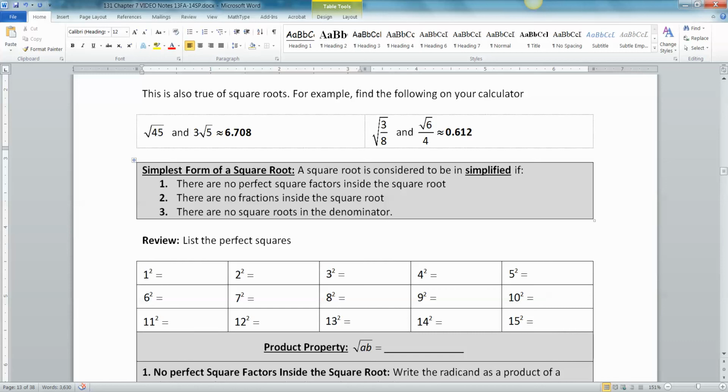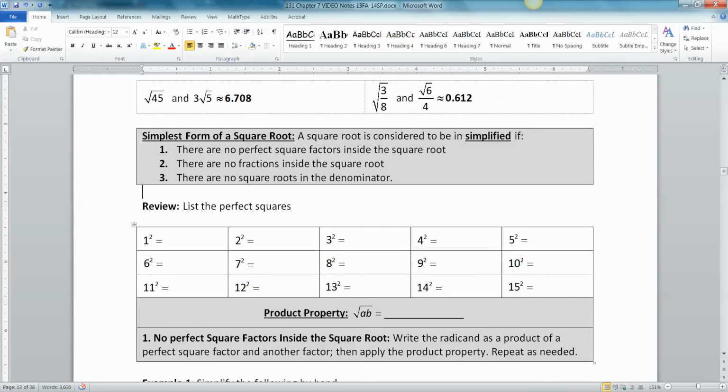All right, this is going to be a process that we're going to call simplifying. So we're going to be simplifying a square root. Now, what does it mean to be simplified? It means there will be no perfect square factors inside the square root. When you're done, no perfect squares will be left. Square factors, I should say. There are no fractions inside the square root. So that 3/8 business is no good to you. You're not allowed to leave a fraction under a square root like that. And there will be no square roots in your denominators.